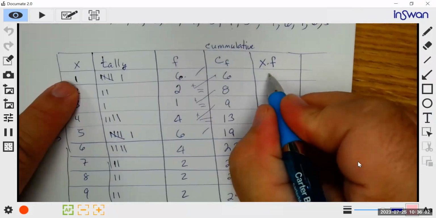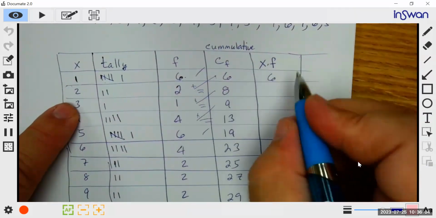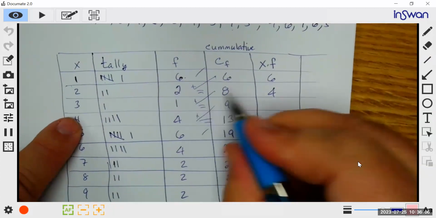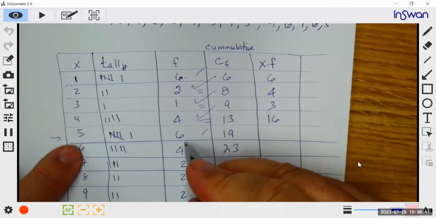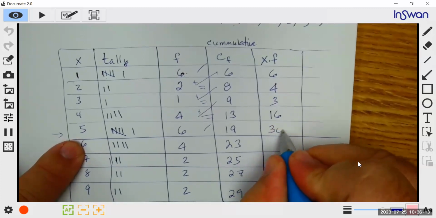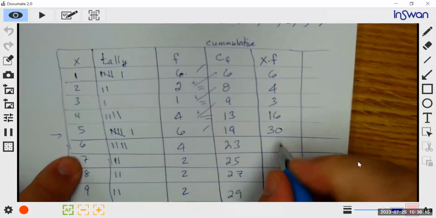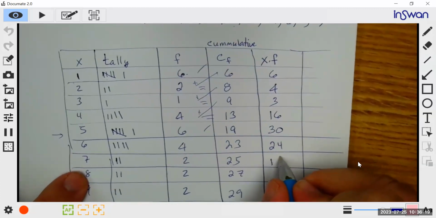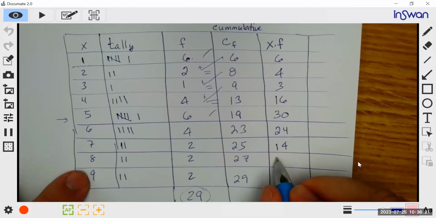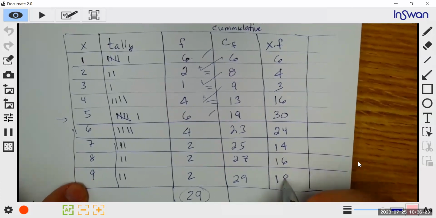So 1 times 6 is 6. 2 times 2 is 4. 4 times 2 is 8. 4 times 4 is 16. 5 times 6 is 30. 6 times 4 is 24. 7 times 2 is 14. 16, 18.